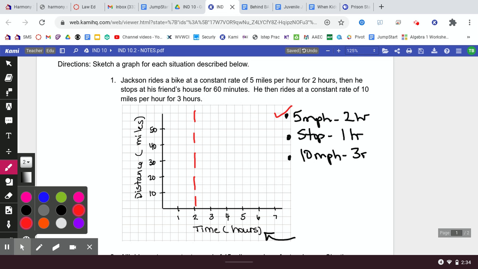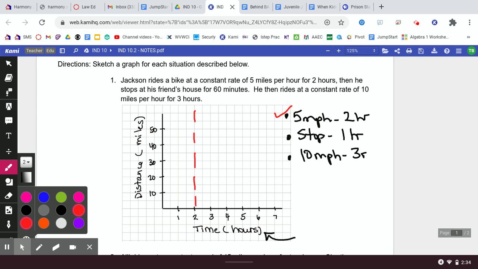Now, yesterday when we did the walk, run, jog graphs, I said everybody's might look a little different because your run and my run might be a little different. But as long as on our graph that run was the steepest slope, it was fine. Here, they give us the speed and how long they went. So our graph should be exact. Everybody should be the same.